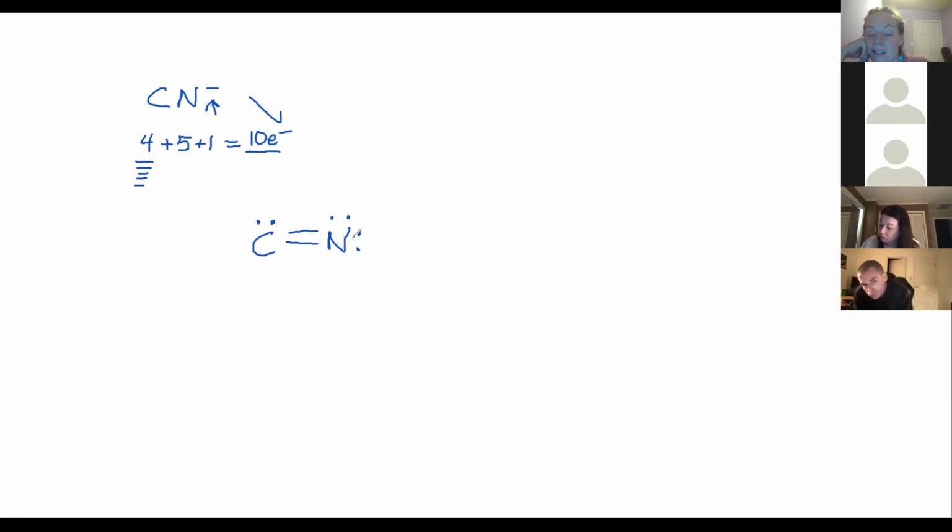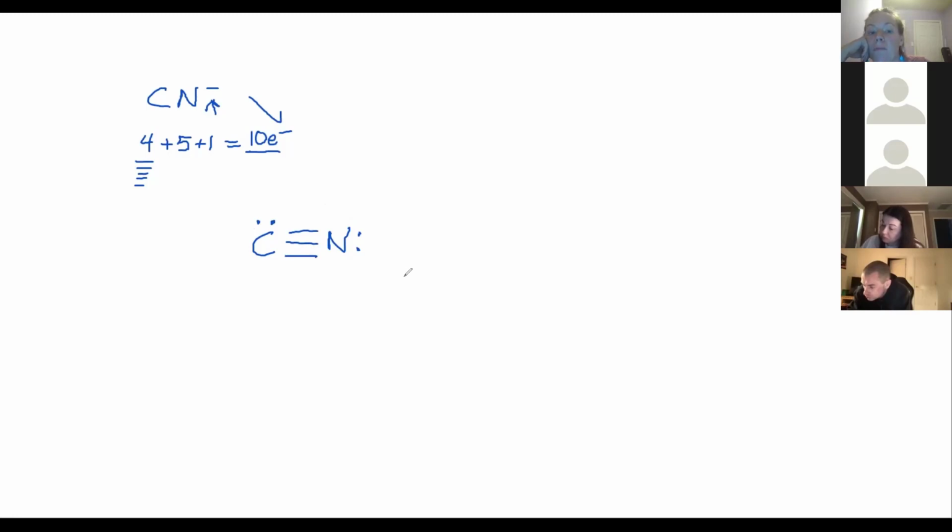Nitrogen still has access to its 8 electrons. Carbon has access to 6 electrons. So it's getting closer, but not quite there. Okay, so nitrogen needs to be even more generous. It needs to take another pair and stick them in between.